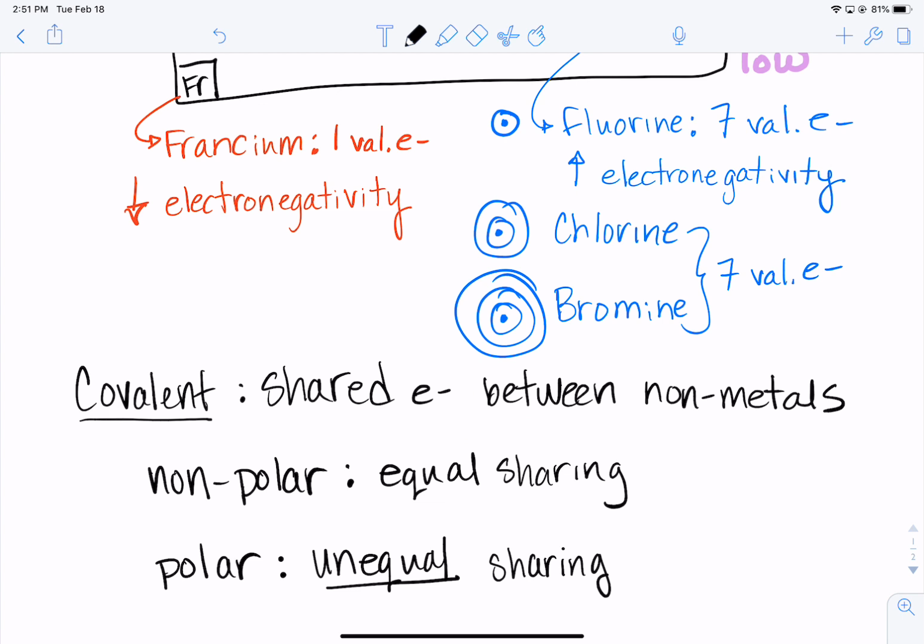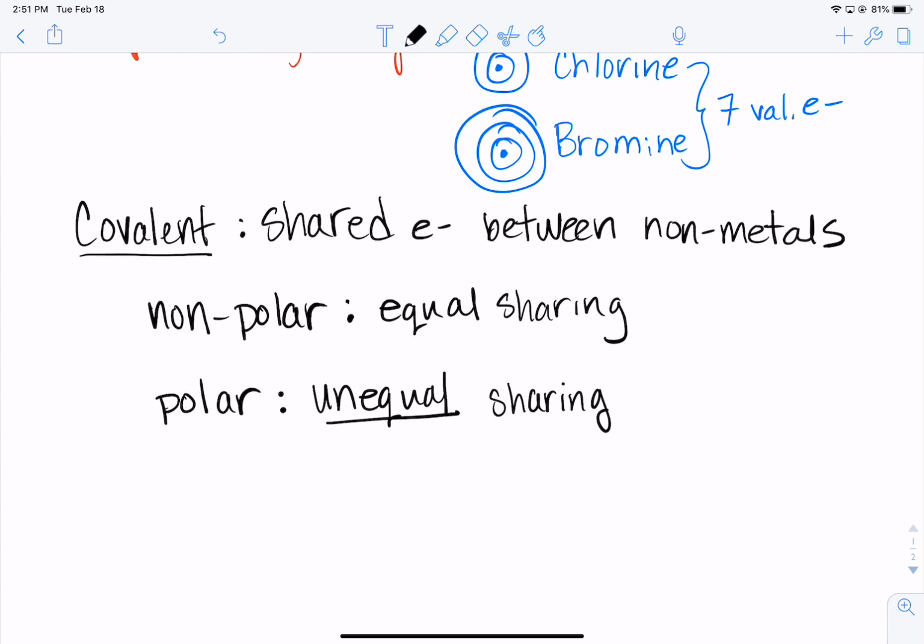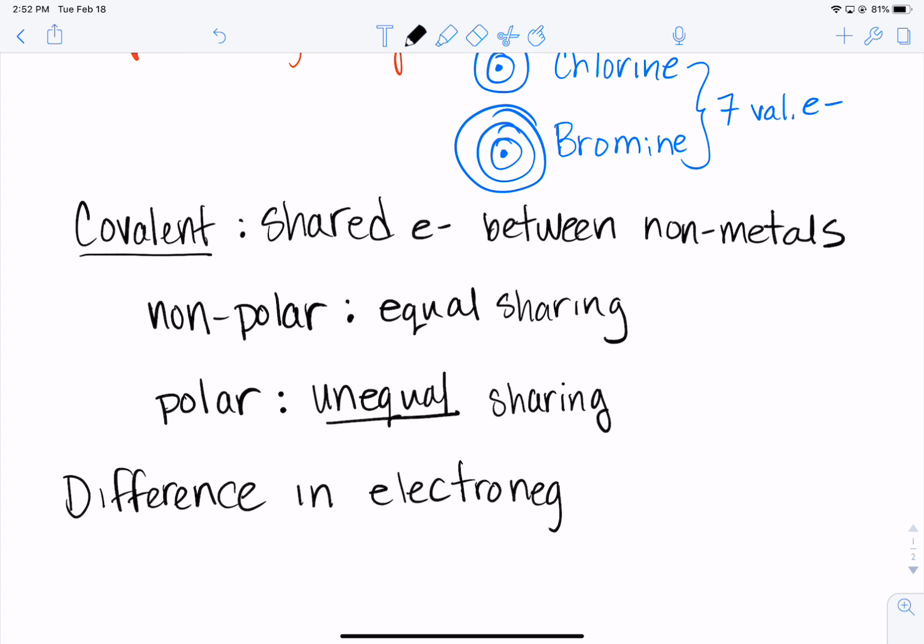All right, so speaking of that, how do we determine if something is a nonpolar bond or a polar bond? It's by something called the difference in electronegativities. When I'm talking mathematically about difference, what do I mean? What's the difference of something? Minus, yeah, subtraction. So if you're finding the difference, it is subtraction. And when you subtract and you're trying to find the difference, you take the absolute value.